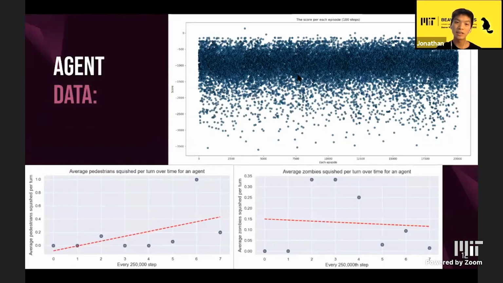Looking at our agent data, you can see that our agent didn't necessarily improve either. As you can see, it only had one data point where its overall score was actually positive. But if you look at the average pedestrian squish and average zombie squish, you can see that it also had the same trends. Although it didn't necessarily learn to play the game and get positive scores, it did learn that the best first moves were always to just squish the human and squish the zombie as well.